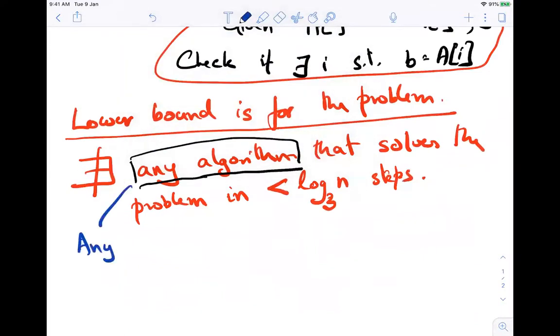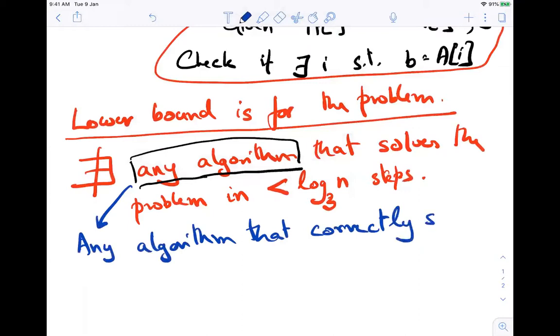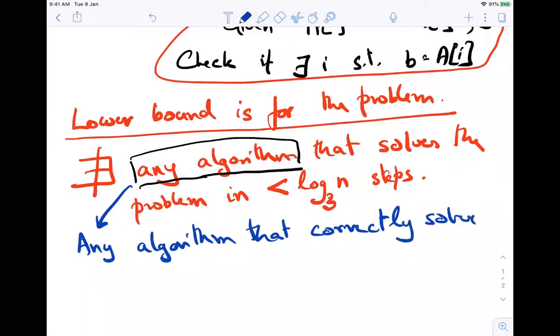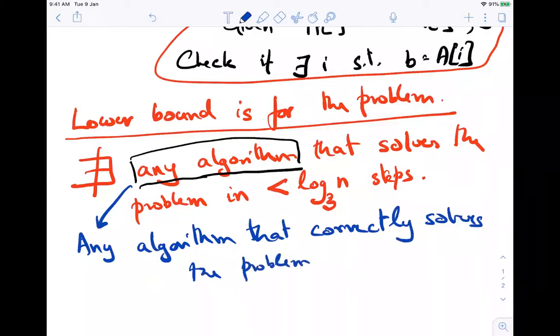so what I mean is that any algorithm that correctly solves the problem. Okay, problem for all A and B.